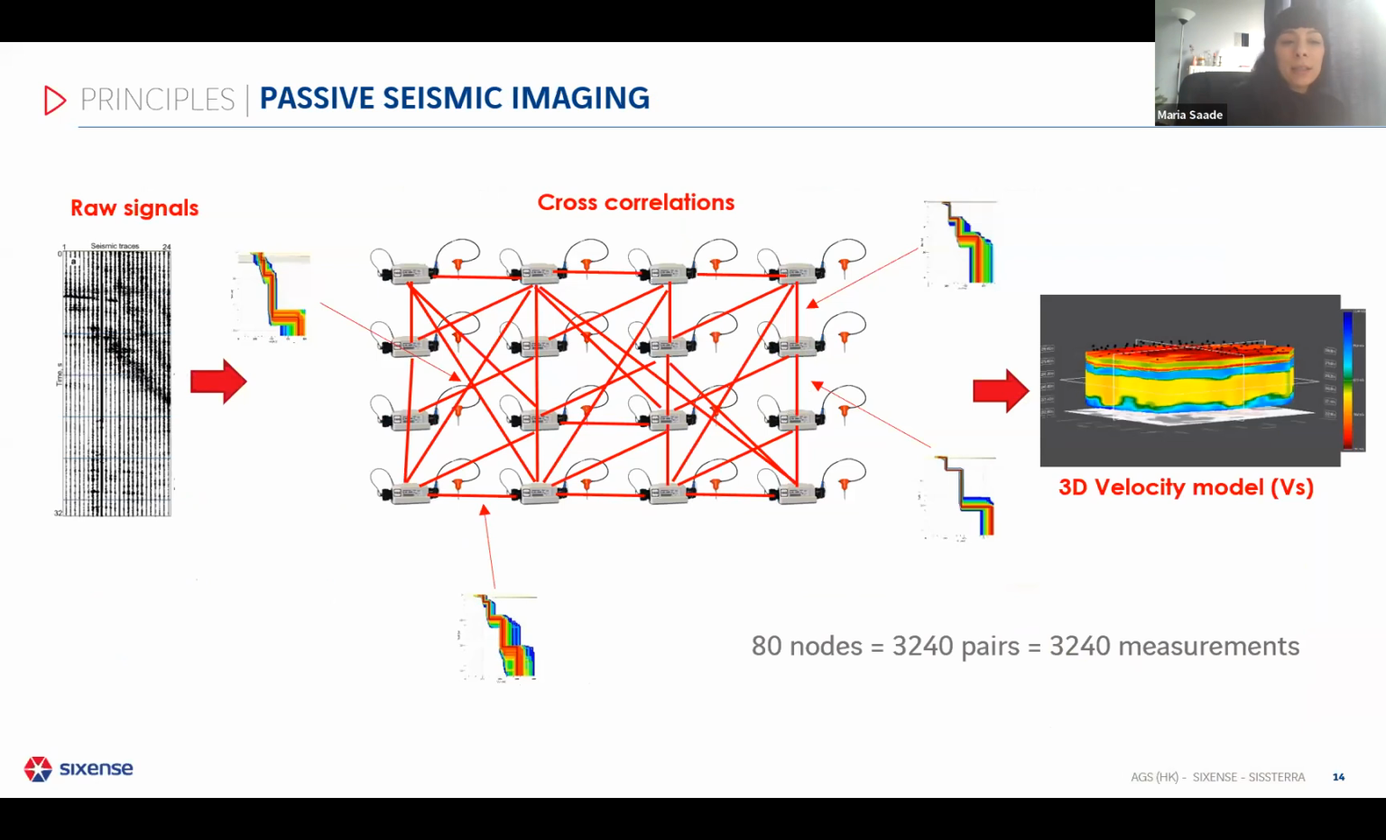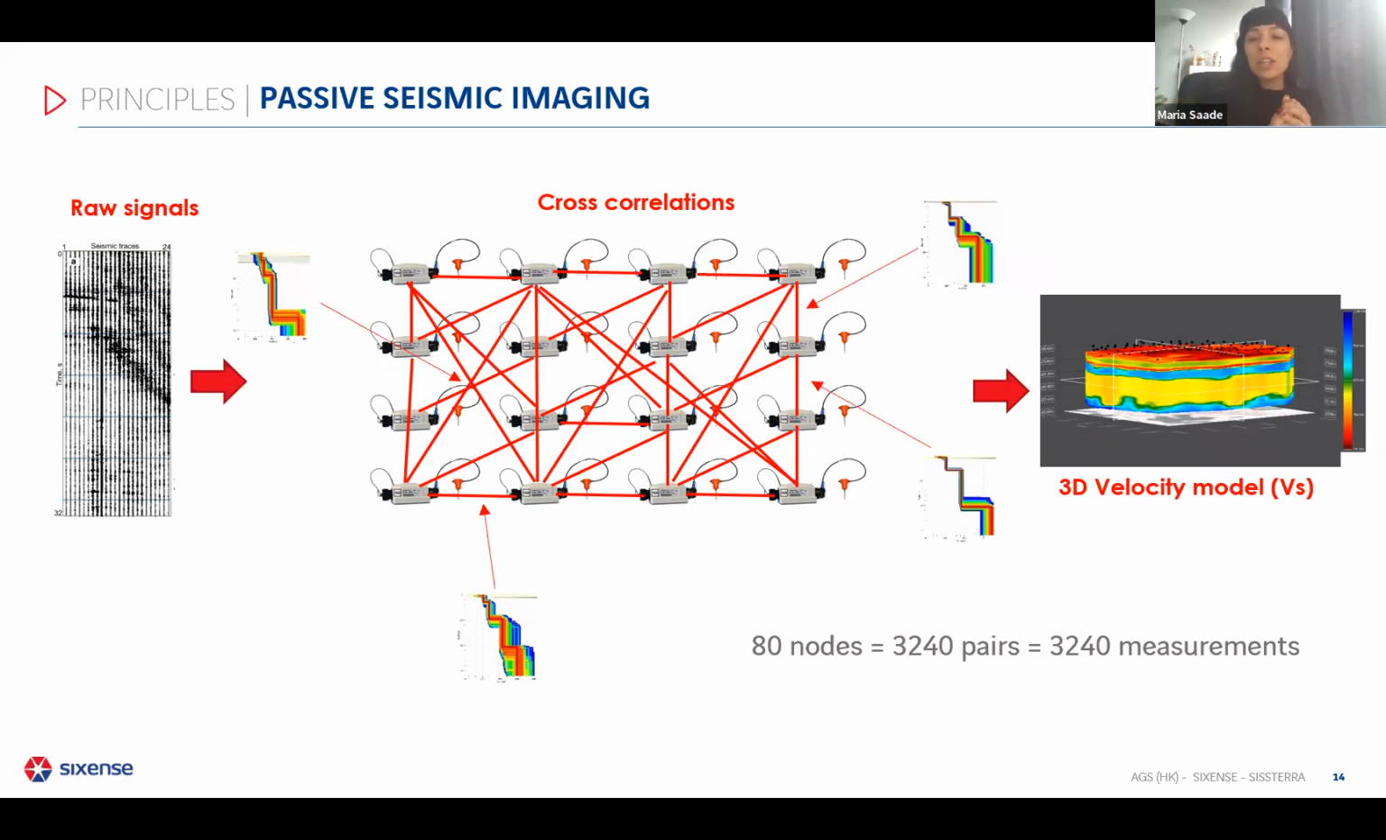So when we collect the data, we have a raw signal. As you might imagine, we cannot extract anything from a raw signal if we take it as it is. So we apply this mathematical procedure that we call cross correlation. I'm not going to go into details, but if you have questions, don't hesitate. This technique is about computing a cross correlation between pairs of receivers. So we do not take just one single node, one single seismic record. We take two and we compute a cross correlation between them.